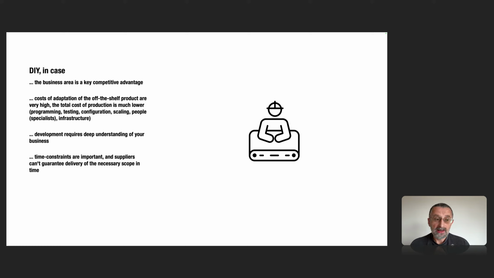Next, do it yourself in case development requires deep understanding of your business. Your potential providers may not understand your business deeply, like it happens sometimes in the very sophisticated areas of internet marketing. Sometimes the knowledge is on your side and it's much faster for you to build it compared to purchasing something or hiring external companies. And finally, time constraints are important, and suppliers can't guarantee delivery of the necessary scope in time. These are the cases where you should consider doing it by yourself.